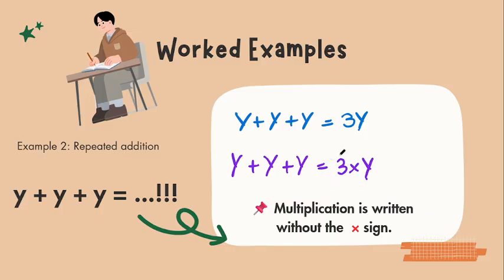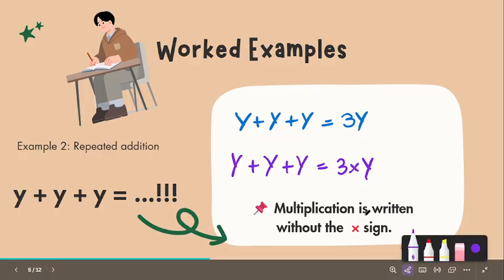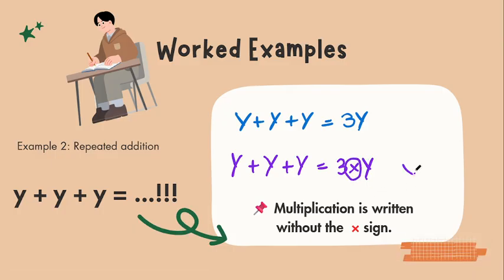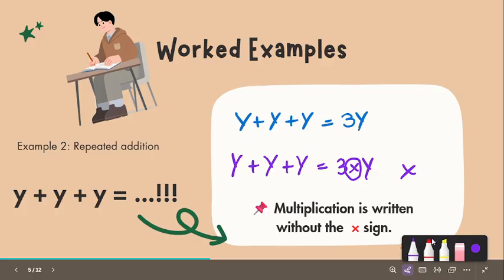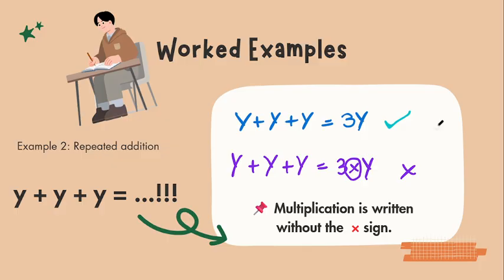Do you think that this answer is actually a correct format answer? No. Why? The reason is multiplication is written without the multiplication sign. So you can't keep a multiplication sign. Therefore, this answer is wrong. But the first one, the way I did, it's correct, right? This one is correct. Okay, well done.